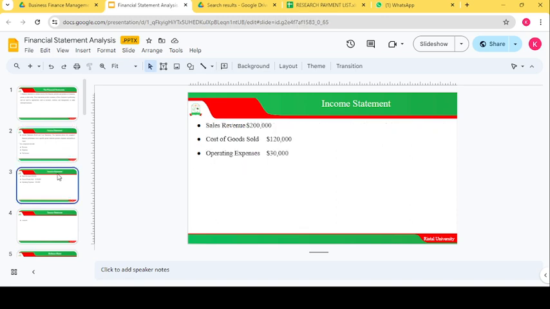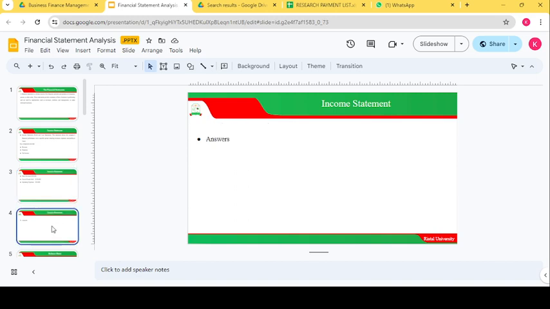So let's look at one example. We are going to look at some simple example. We are given our sales revenue, which is 200, and then we are also given the cost of goods sold, which is 120, and then we are also given our operating expenses. So we need to construct our income statement. We need to know whether the business is making a profit or whether it is making a loss.